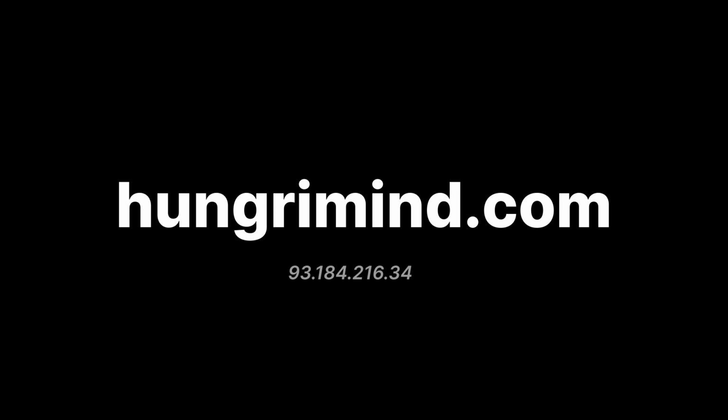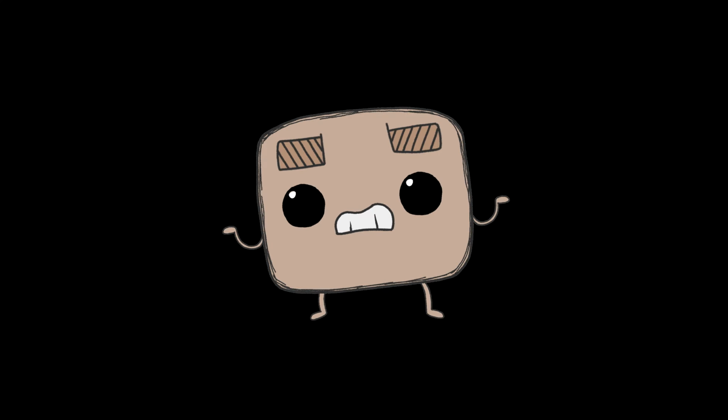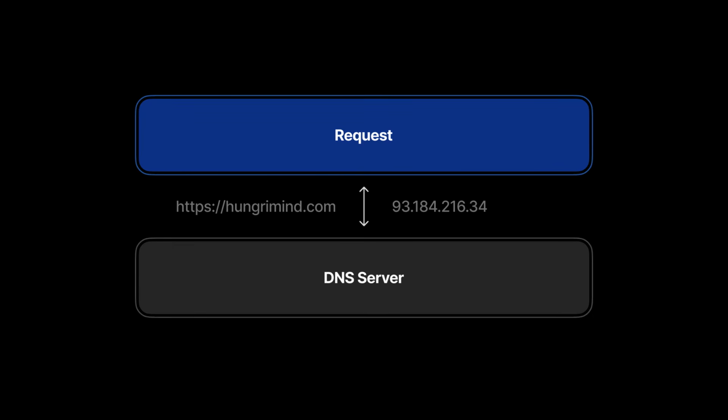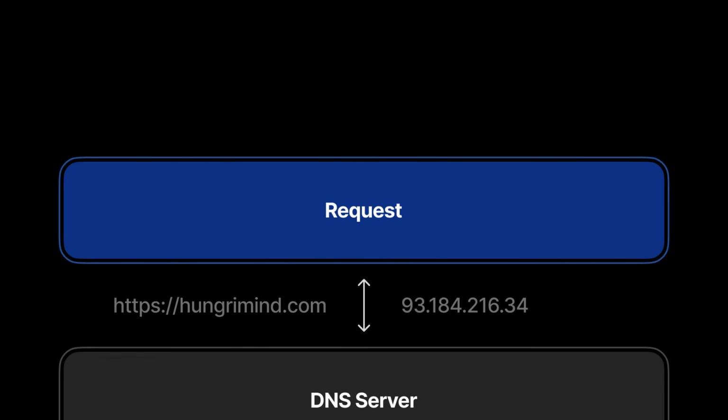When you type a URL in your browser, like hungrimind.com, behind the scenes, your browser does not use the URL directly to retrieve the contents of the website. It can only do that using an IP address. You can think of URLs as usernames and IP addresses as phone numbers. To connect to any website, you need the phone number of that website. This is where DNS servers come in. They're like the phone books of the internet.